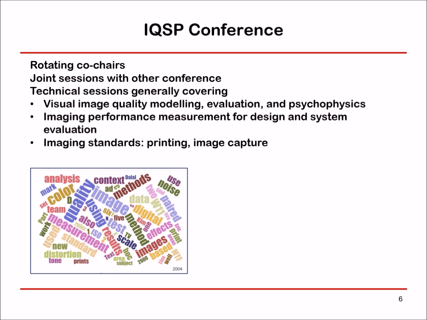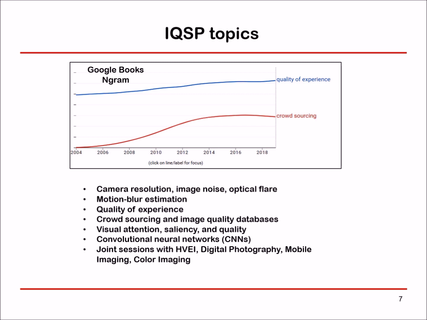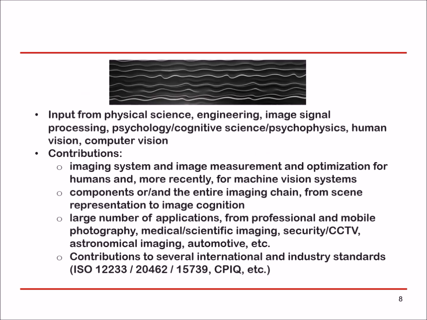Topics. What about the topics that have come up? Camera resolution, image noise, optical flare, for example, for ISO type standards. These are then often used as part of industry guidelines, so industry specific standards often borrow from this. Efforts like motion blur estimation, expanding to quality of experience. Over the years, convolutional neural networks have been applied, probably since about 2016. Well, here's a summary. I asked several people who've been involved for a summary or their impression.